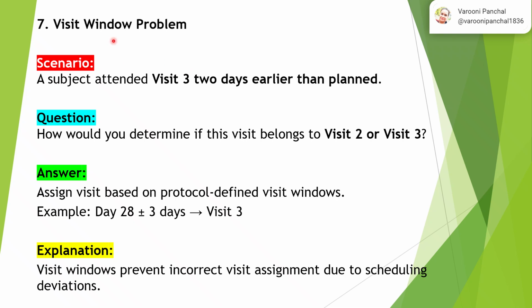Number 7, visit window problem. Scenario. A subject attended visit 3 two days earlier than planned. Question. How would you determine if this visit belongs to visit 2 or visit 3? Answer here is, assign visit based on protocol defined visit window. Say for example, day 28 plus or minus 3 days assigned to visit 3. Explanation here is, visit windows prevent incorrect visit assignment due to scheduling deviations.